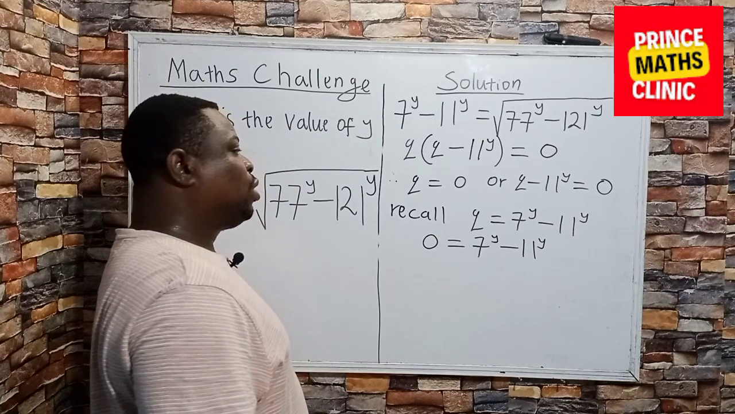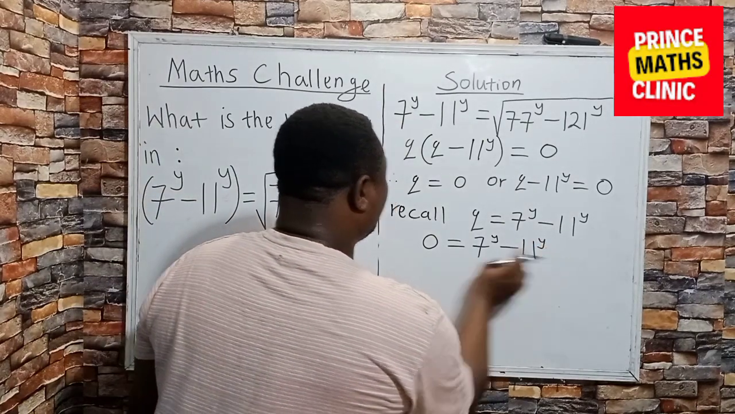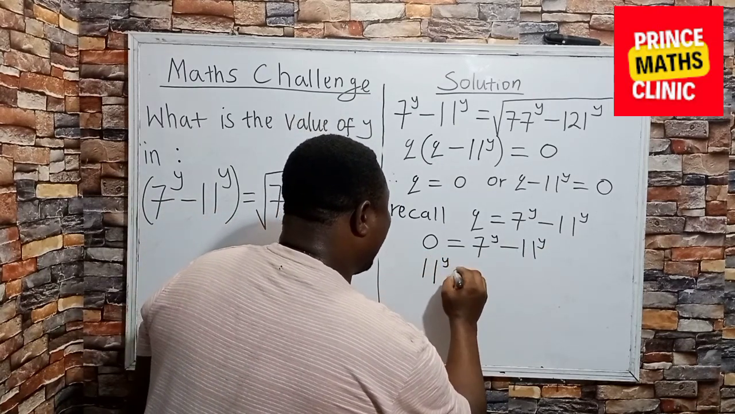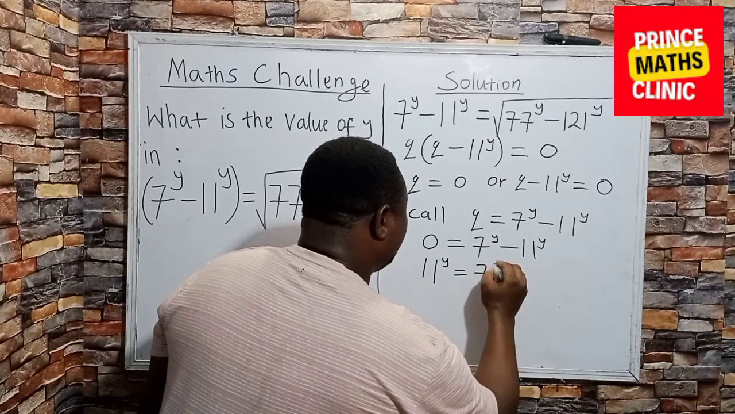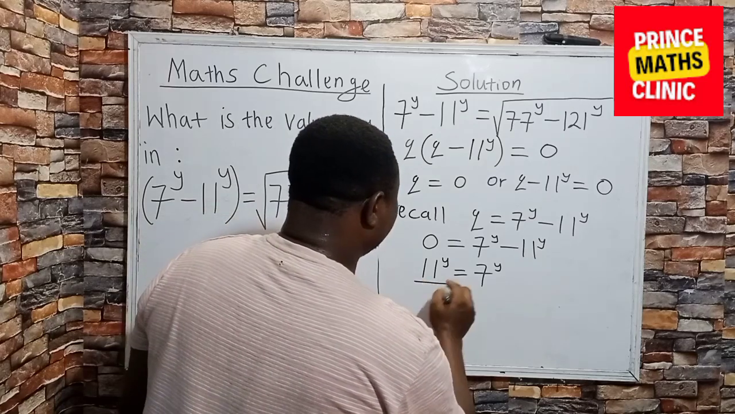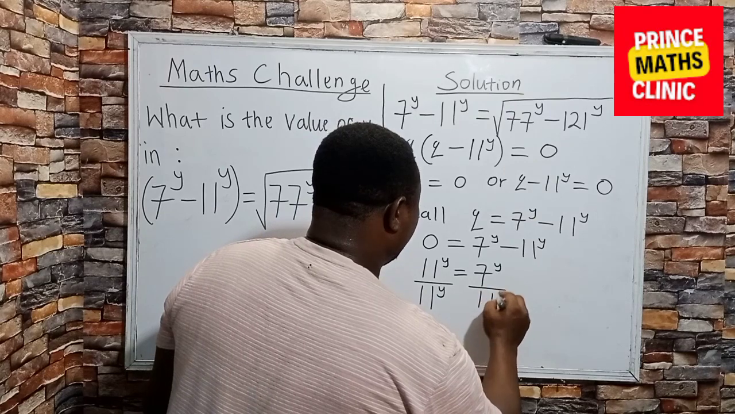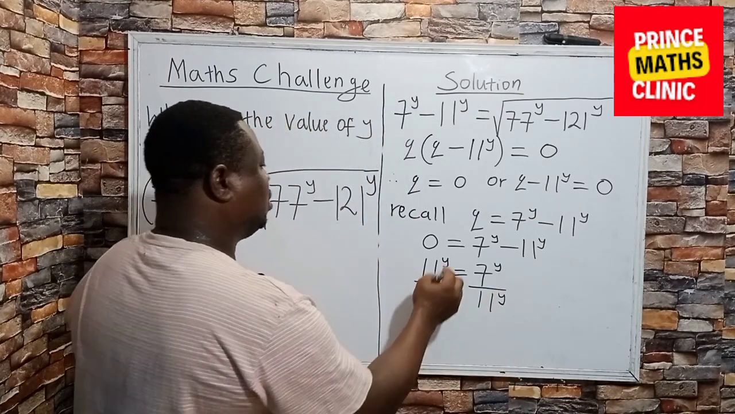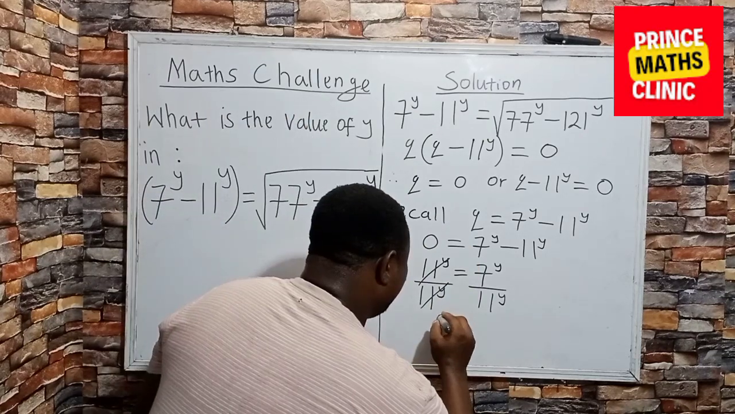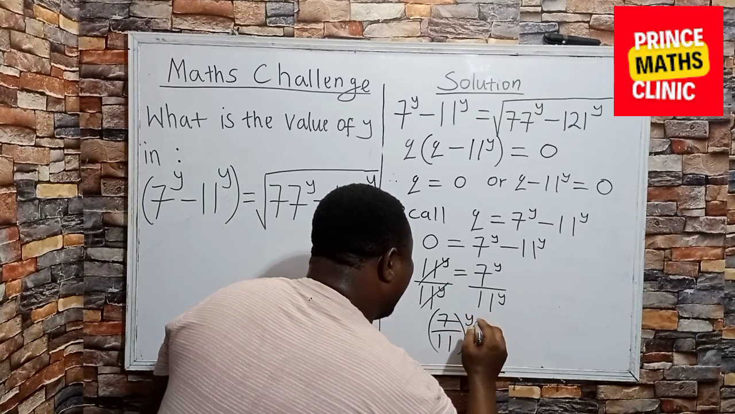Then, what do we do in this instance? I want to move 11 to the power of y here. The sign will change. This becomes 11 to the power of y equals 7 to the power of y. Then I want to divide both sides by 11 to the power of y. So this gives me 1, and this becomes 7 over 11 to the power of y.